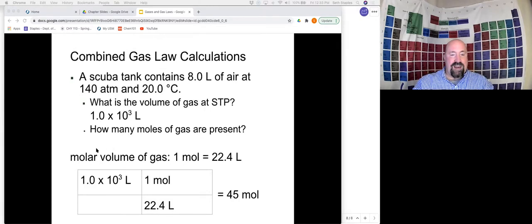At STP, we knew that we were at 1.0 times 10 to the third liters. Here's a conversion factor for us: one mole of a gas will take up 22.4 liters. This is, again, what we call the molar volume. Any gas at STP, one mole of it takes up 22.4 liters.